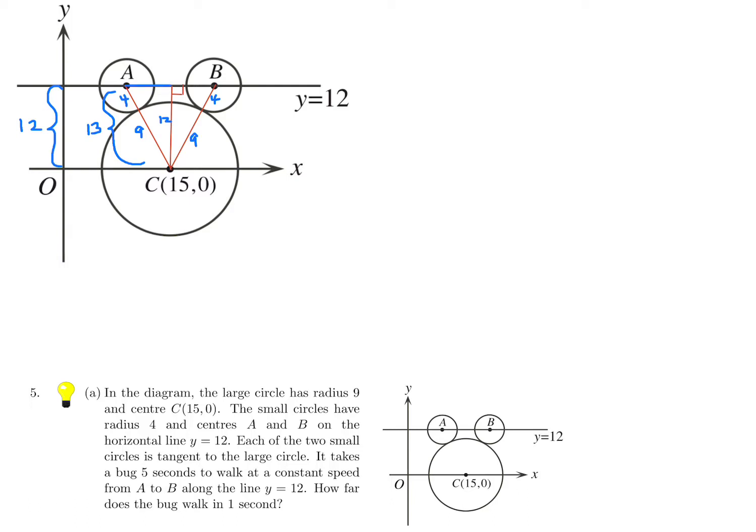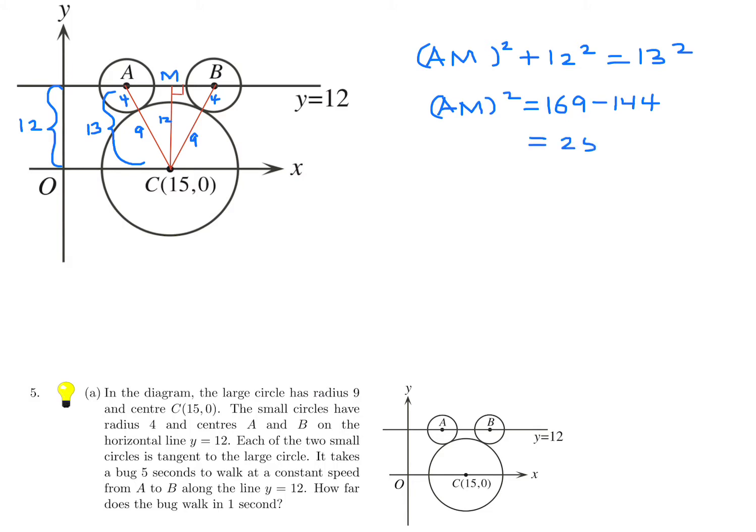And then this distance, I don't know. That is something I need to calculate. This point I'll just call M for midpoint. And I think that's about all we really need. Using Pythagoras, AM squared plus 12 squared is 13 squared, because we're using this triangle. Therefore AM squared is 169 minus 144, and that is 25. So AM is the square root of 25, which is 5. So the whole distance AB is 2 times 5, which is 10.